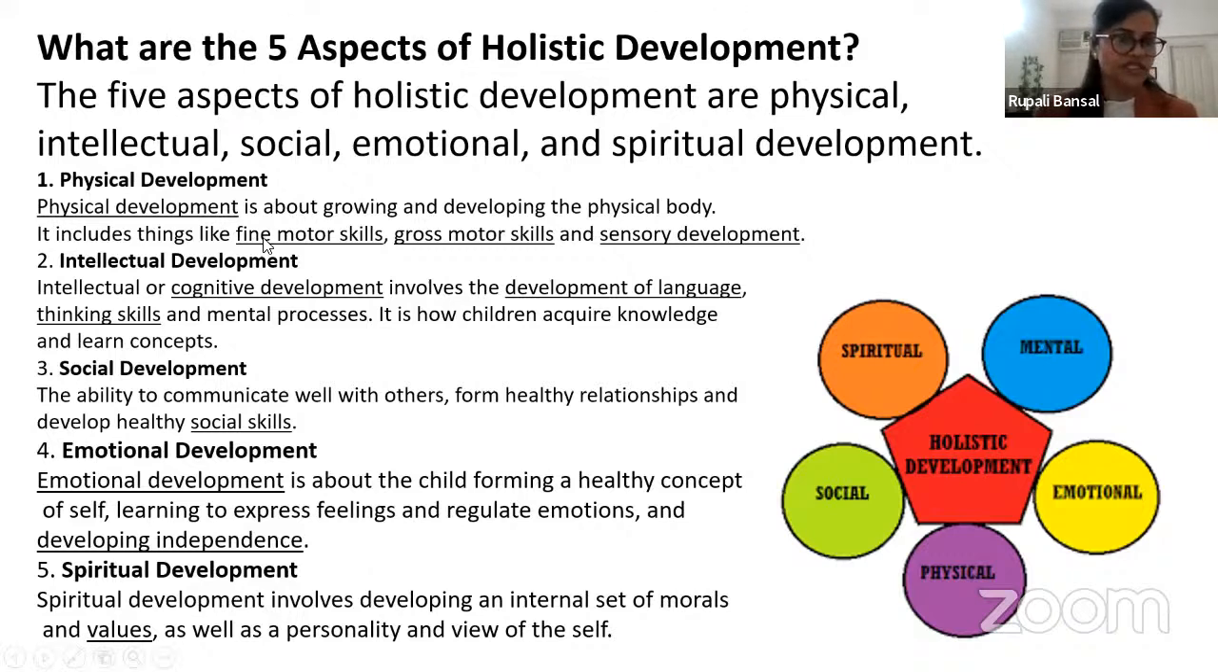So the first one is physical development, which is about growing and developing with physical exercise and all. It includes fine motor skills, when we use our muscles and muscle memory, we get stronger with these activities. Gross motor skills are more of hopping and jumping and running. And sensory development is when we touch and feel, and when we do some activity with our hands. So these are the physical development areas which we need to take care of when we are taking care of a child. Make sure they are doing these activities on a daily basis.